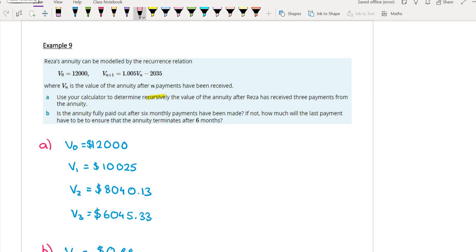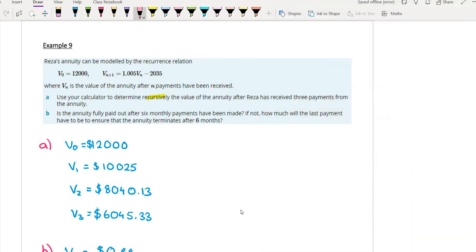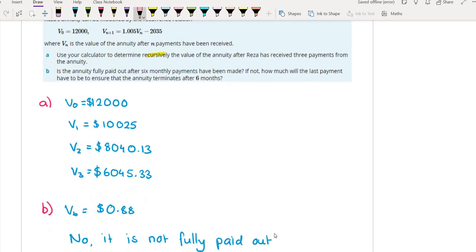For this example, I would like you to have a go on the CAS. Make sure you know how to do it on the CAS. But the process, I've just shown you before in this video. We're multiplying this value, taking this value away, and our starting value is this. If we repeat this process on the CAS, these are the values that we're getting for the first payment, second payment, and third payment.